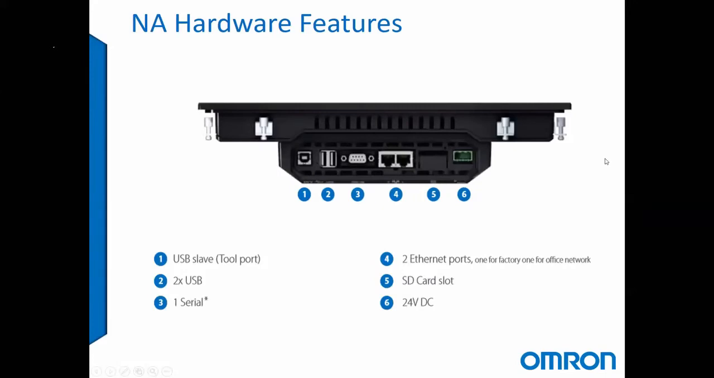Now, as far as the peripheral ports on our screens, you can see from left to right here, we've got a USB port. We can program with this port. This is the slave or the tool port. And you can see we have next to it 2 USB ports side by side. So these are essentially multi-purpose USB ports. We could put a flash drive in there to transfer a program. We could put a flash drive in there to log data to. We can plug a keyboard in there and a mouse and essentially control our HMI with a keyboard and a mouse.